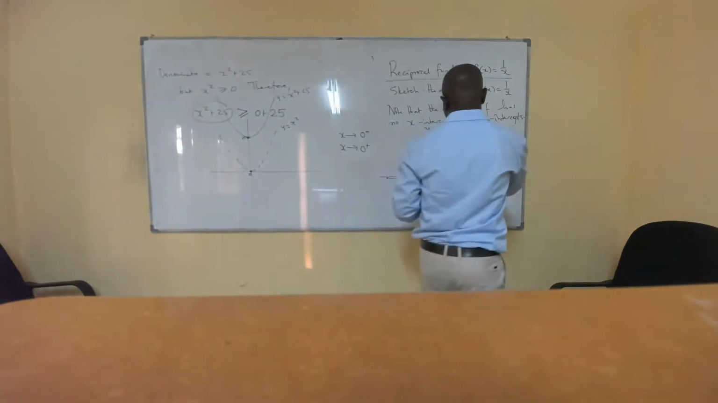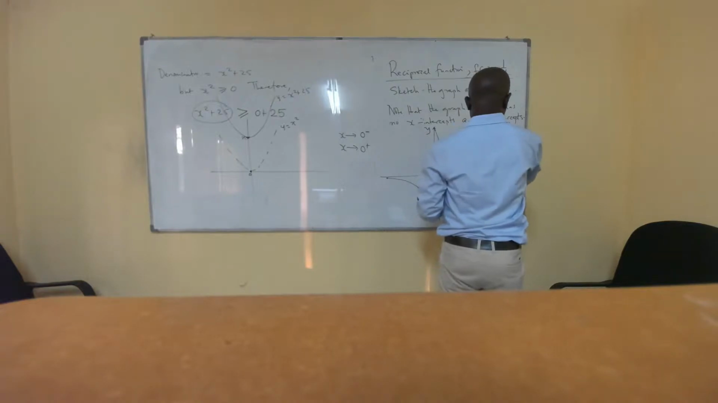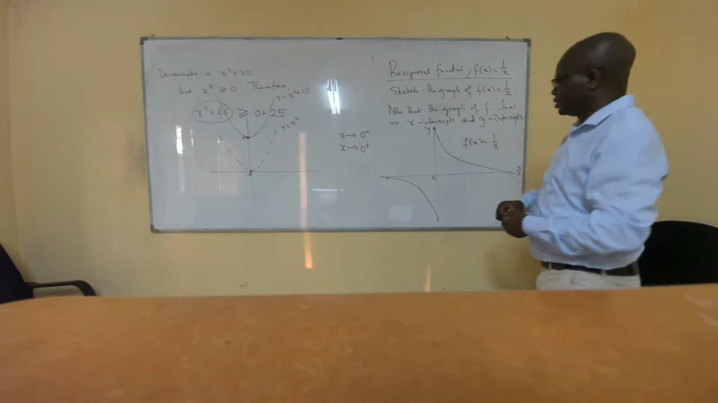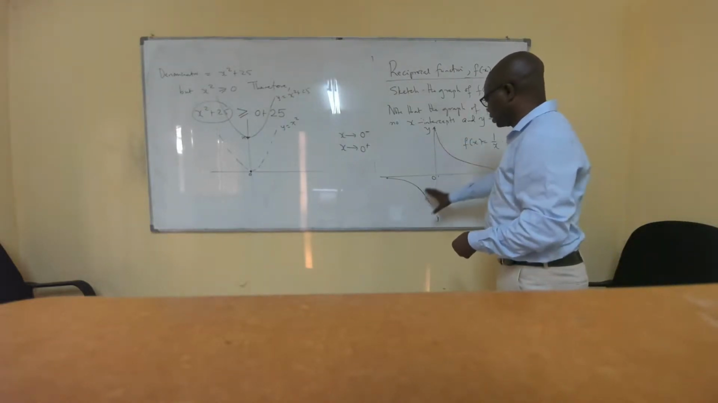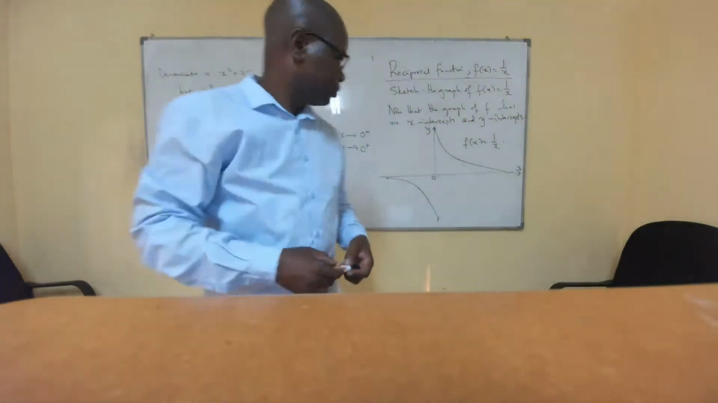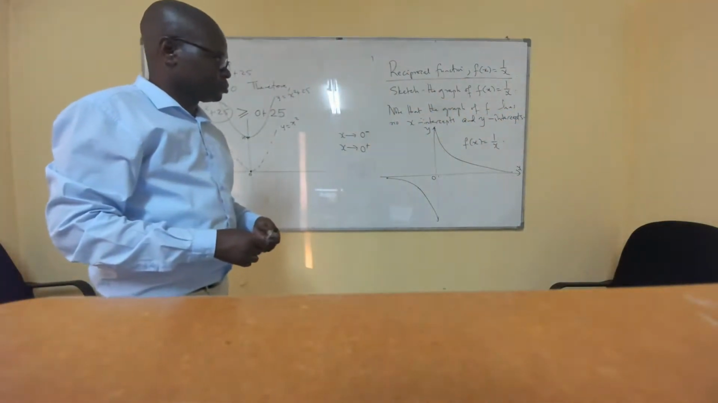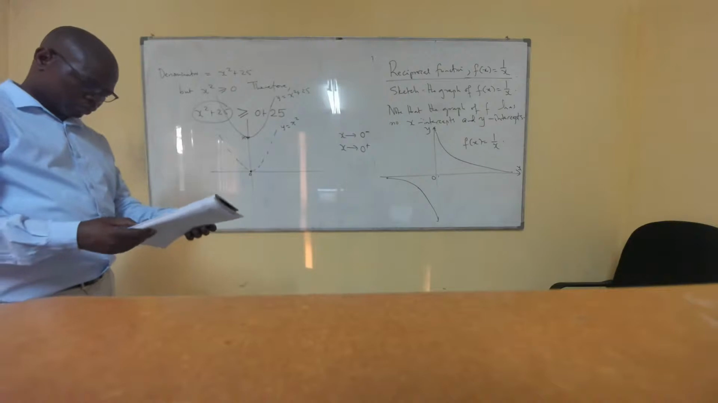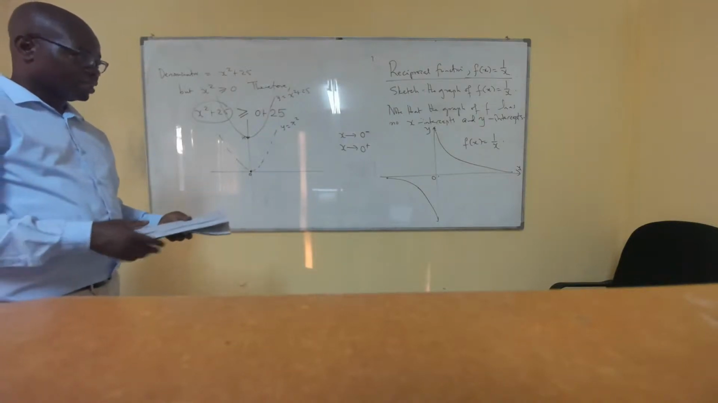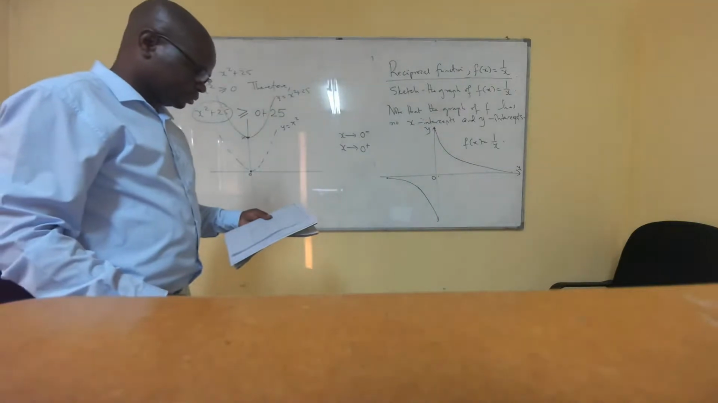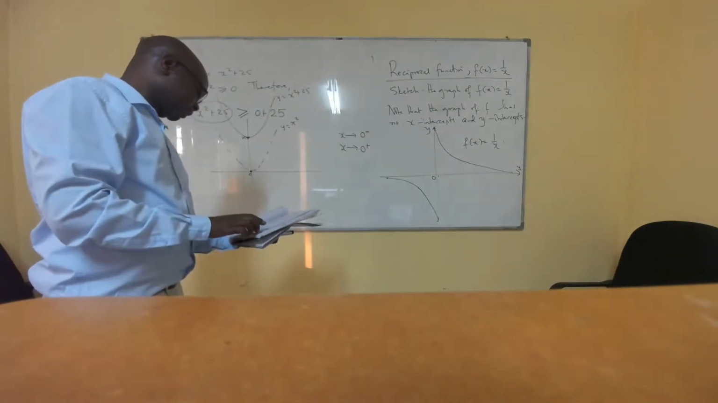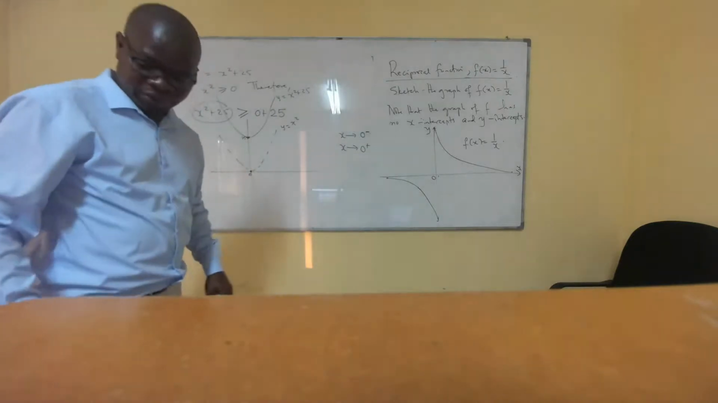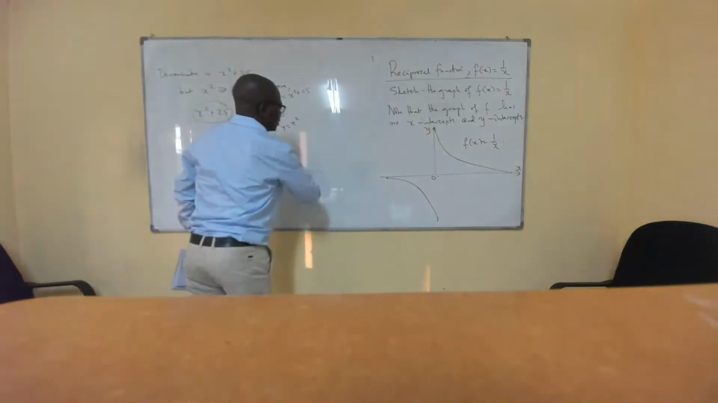So this is the graph of f of x equals 1 over x. This is how it looks. So it exists in the first quadrant and in the third quadrant. Okay. So anyway, this will help us to talk about the vertical and horizontal asymptotes.